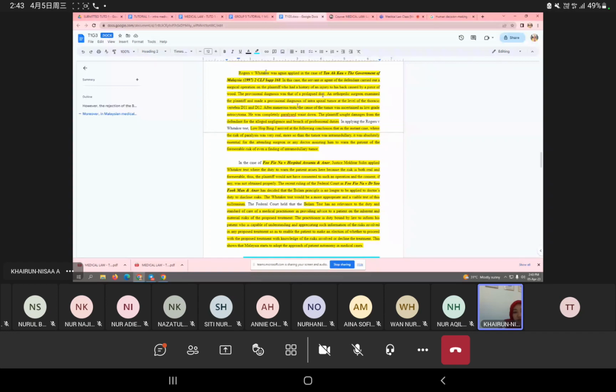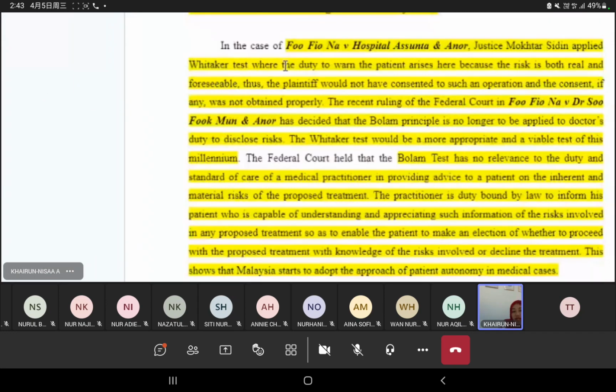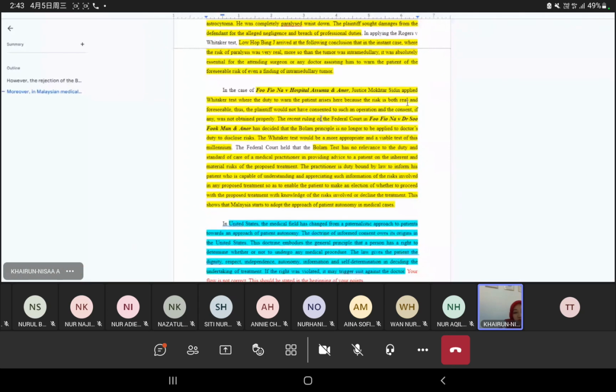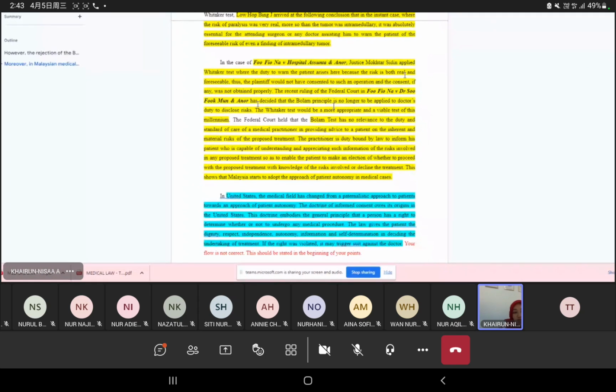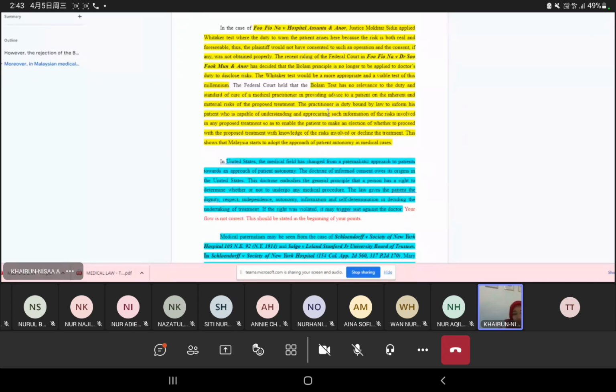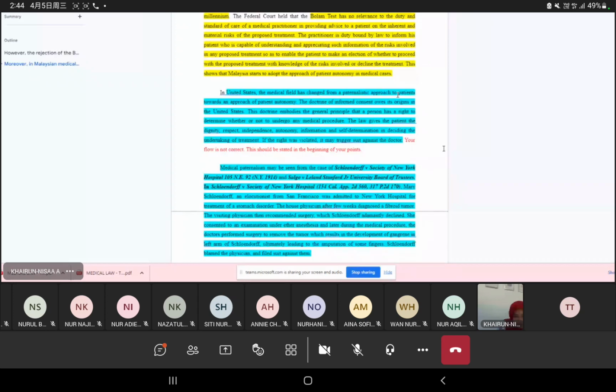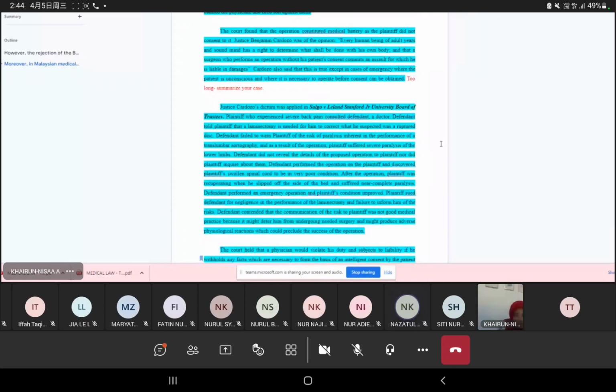In the case of Fu Fiona and Hospital Asunta, for example, the recent ruling of the Federal Court has decided that the Bolam principle is no longer to be applied to doctors' duty to disclose risk. We are now following the Rogers and Whittaker test. So it's very clear in your answer that even in Malaysia, the position has changed towards supporting patients' autonomy. Is it clear? Yes, madam.